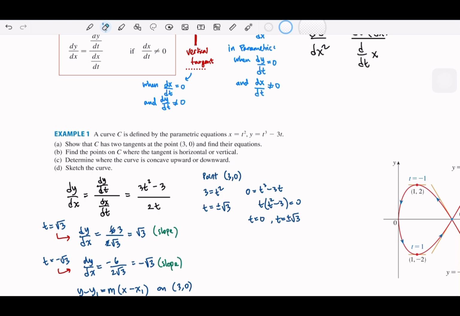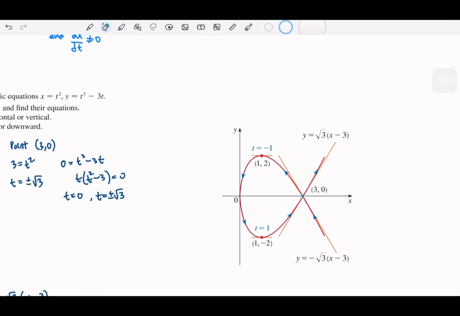We're going to continue this maybe later on, next week. If you want to see what the sketch looks like, it looks like this. This is (3, 0) here. It has a crossing, and this is the horizontal tangent, and this is the vertical tangent here, which is t equal to 0.